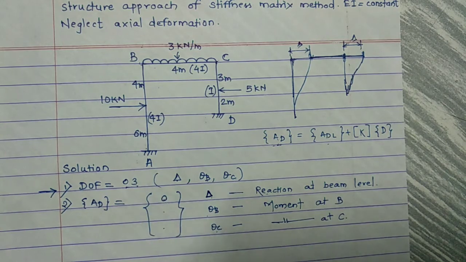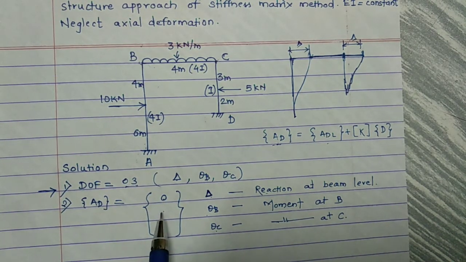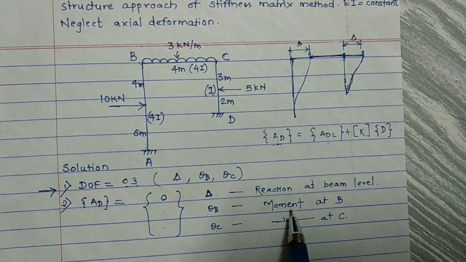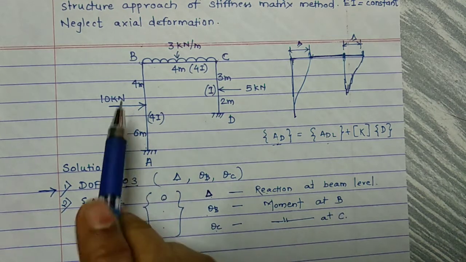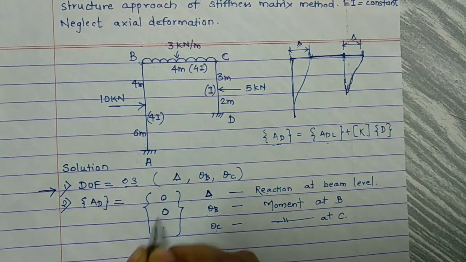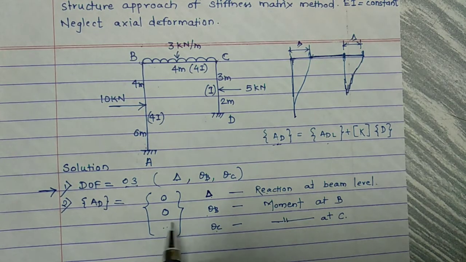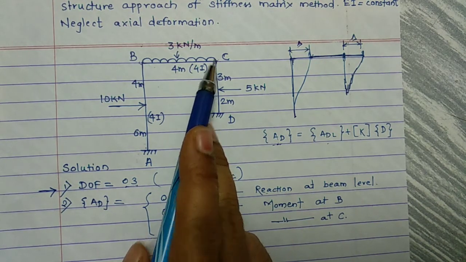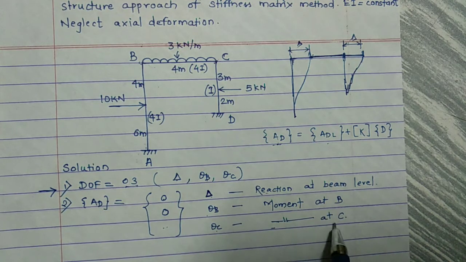Therefore, in this AD matrix the first element is 0. The second element, theta b, is the action corresponding to theta b, which is the moment at B. In the original figure no moment is given, therefore write 0 here. Similarly, at the spin support C there is no moment given at point C, so again this third element is 0.